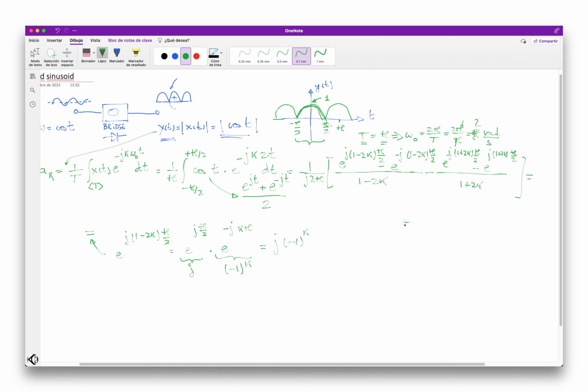So this gets simplified, and at the end, if you play with this trick, what you will get is this form for the coefficients, which is 2 divided by π, times (−1)^k divided by (1 minus 4k squared). Okay, so these are the coefficients of the Fourier series of the rectified cosine.